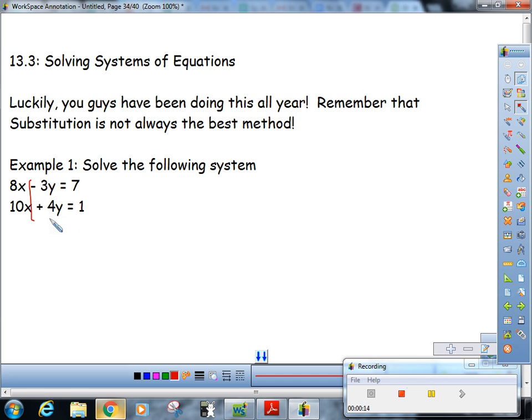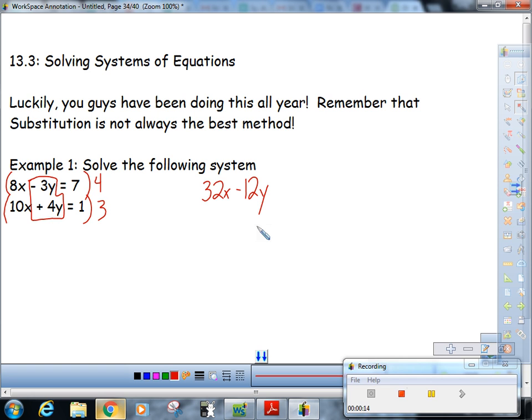I see these two numbers and see that I could quickly multiply them and get to what number? 12. So I'm going to multiply the top, this whole thing, by 4, and the bottom I'm going to multiply by 3. And I like that they have opposite signs. I prefer that way because then you can add them. Whereas if you subtract them, I always screw things up. So you end up getting one equation as 32x minus 12y equals 28. And on the bottom, you get 30x.